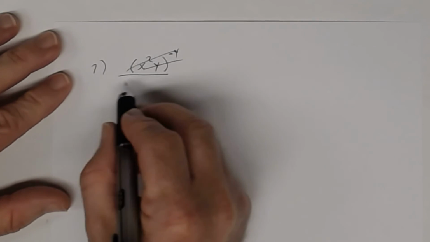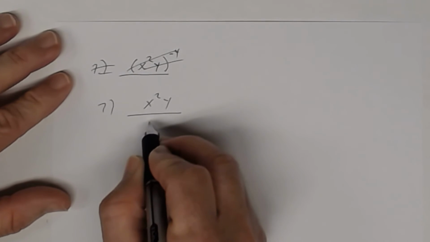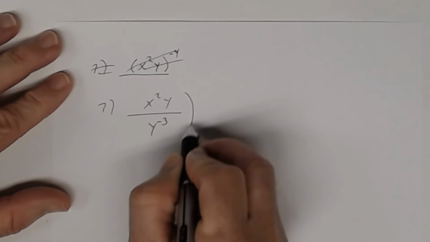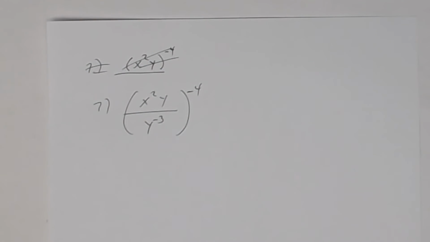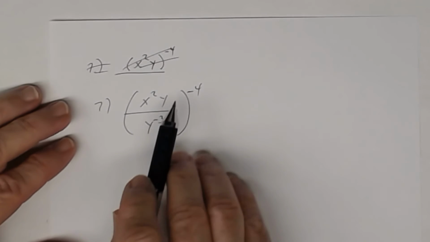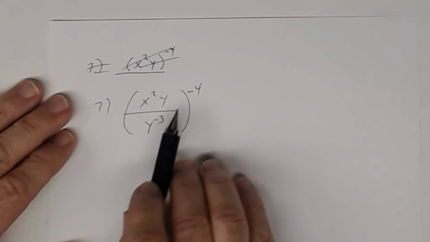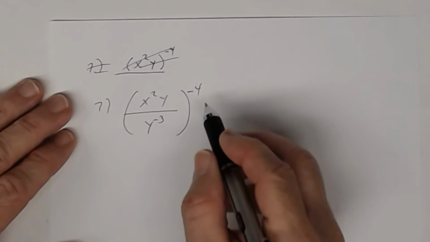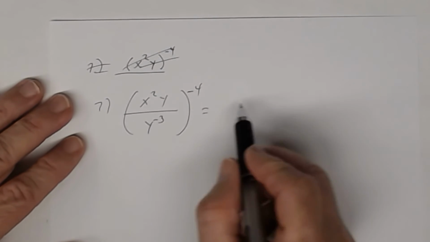Let me rewrite this. So this was number 7. We have x squared y divided by y to the negative 3rd, all raised to the negative 4th power. I'm going to do it the most intuitive way based on the properties you know. I know that I'm taking the power of a quotient. So what I'm going to do is take the power of the numerator.